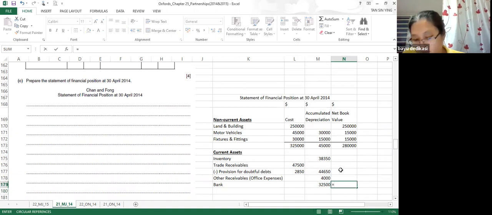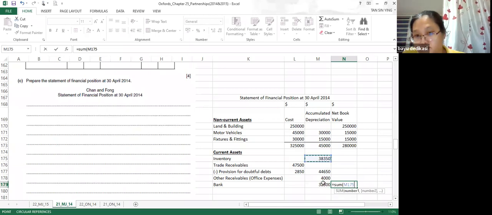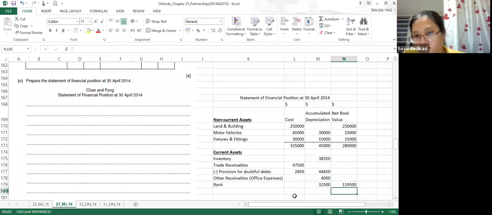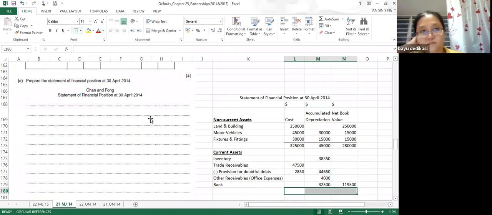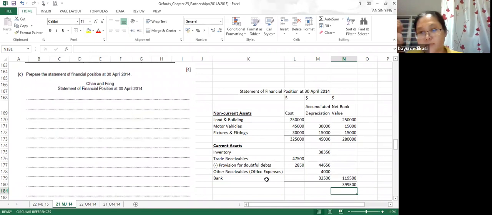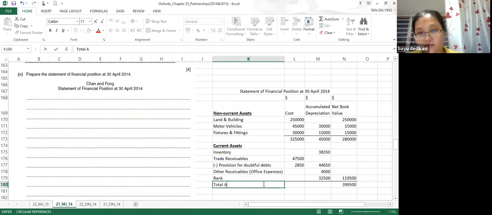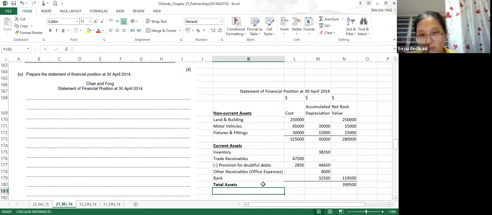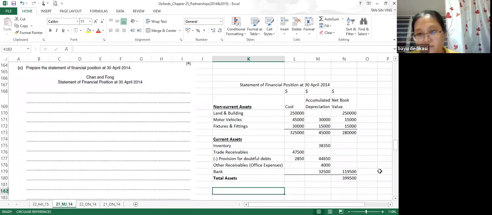Calculate your total. Put into the last column. Add the non-current asset and current asset, and then write total asset. So now you consider total asset settled. The next row is capital and liability.